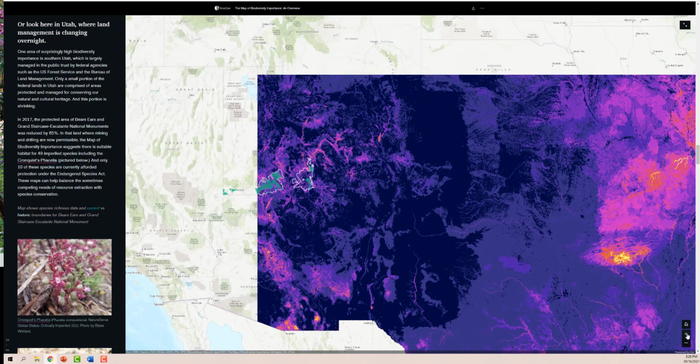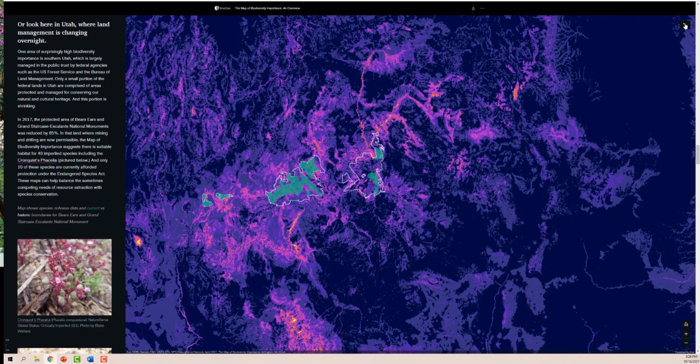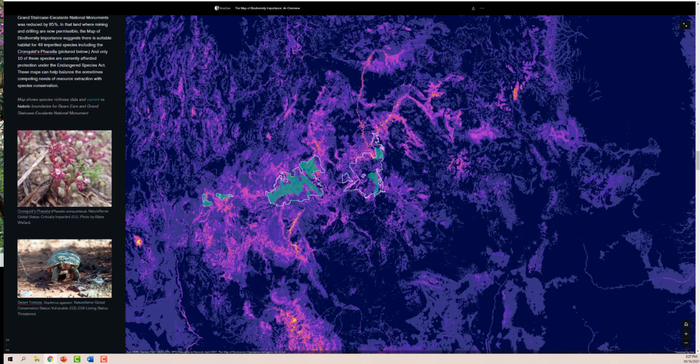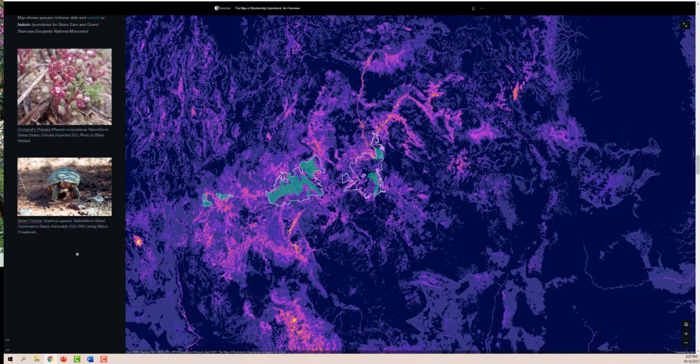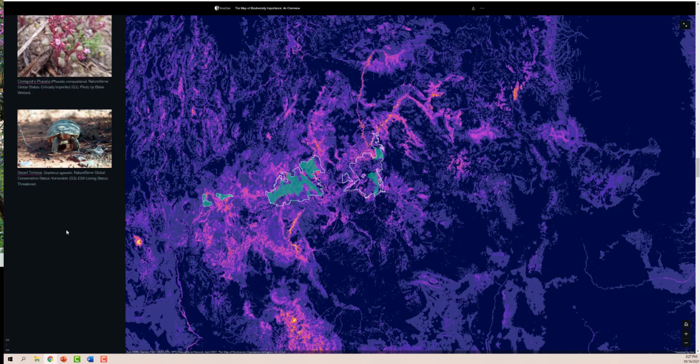So if we zoom in, we can see here the boundaries of some study areas and the relative amounts of concern in the brightness that is being shown in those colors. And so the areas with the brighter colors are areas at greater peril. And these are just some representative species from that area, a Cronquist's phacelia and a desert tortoise.